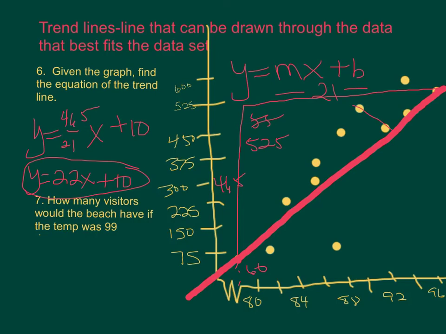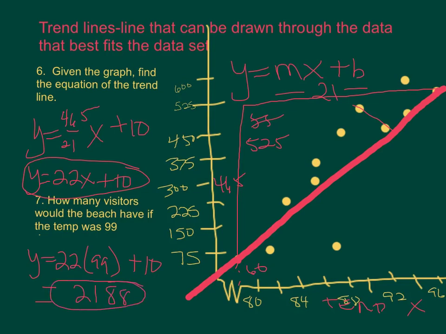Next one. How many visitors would the beach have if the temp was 99 degrees? You notice down here was the temp, so that is my x value. So what if it was 99? I'm going to put y equals 22, and instead of x, I'm going to put 99. And I'm going to find out what it would be. And it would be 2,188 visitors.